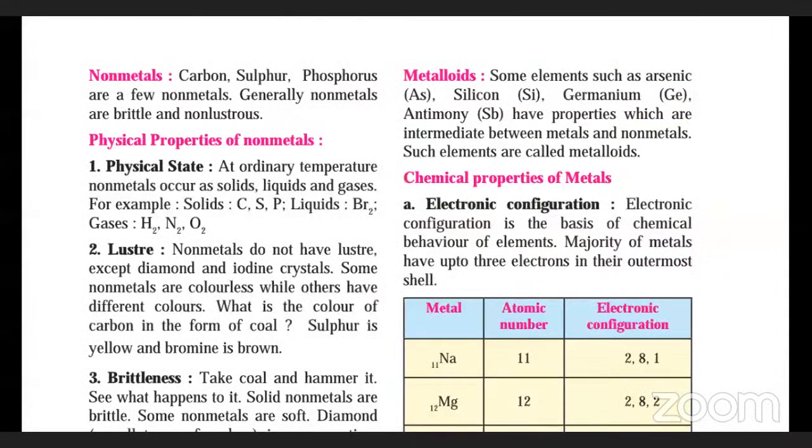State. Physical state means they exist in the form of what? Solid, liquid, or gas. Okay, they exist in the form of solid, liquid, or gas that we need to study. So, yesterday we have seen that metals exist only in the solid state. Right? Metals exist only in the solid state, except there are two metals. Which metals? Which two metals are there which exist in liquid state?